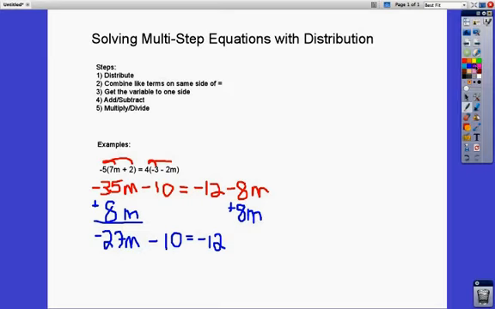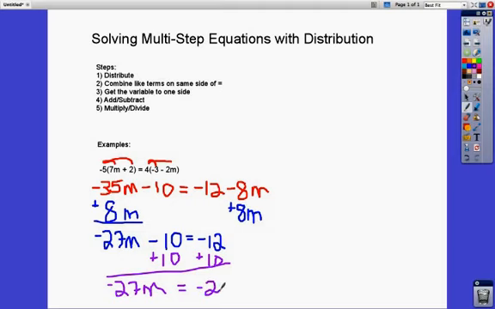Step 4 is we either want to add or subtract. So we want to get m by itself. What we're going to be either adding or subtracting is this 10 here. Again, we always want to do the opposite. So the opposite of a minus is plus. So we add 10 to itself and to the other side of the equal sign. Okay. So this will give us a negative 27m equals negative 12 plus 10 is negative 2.